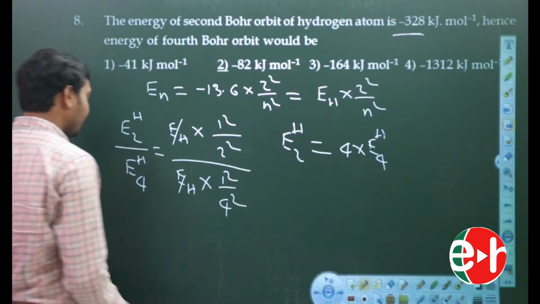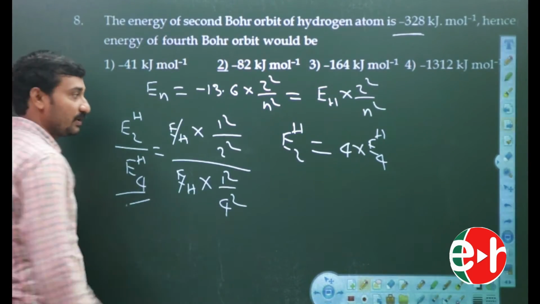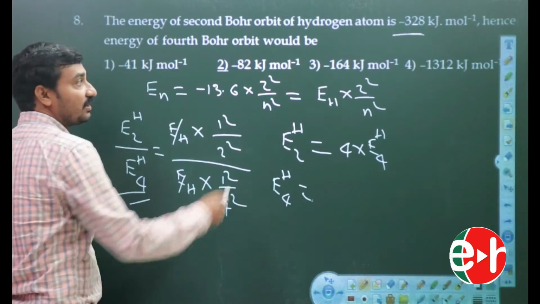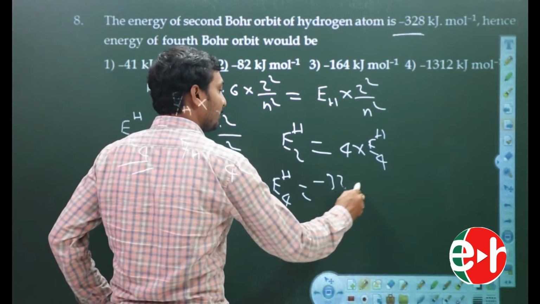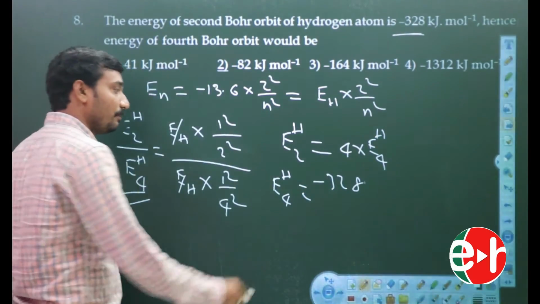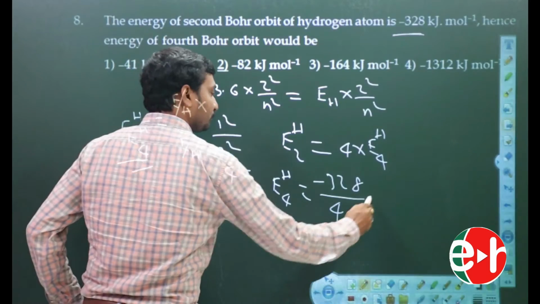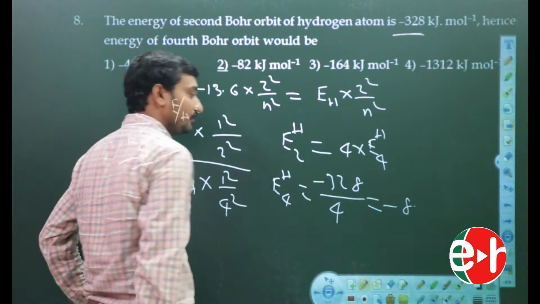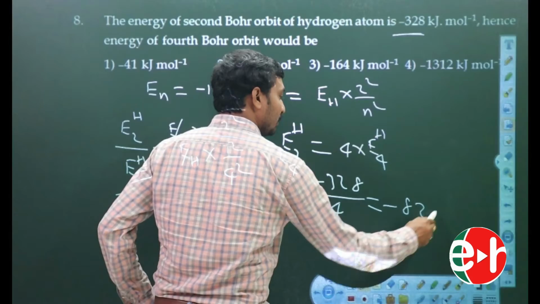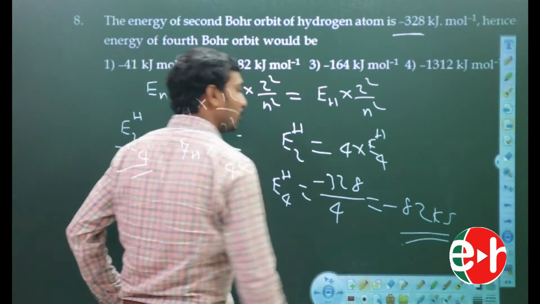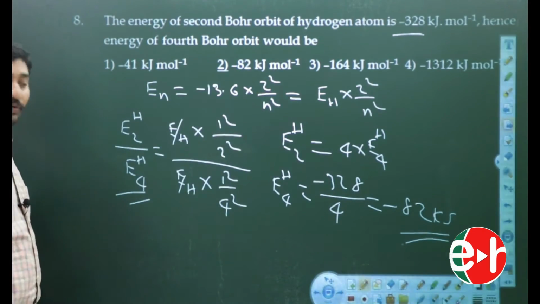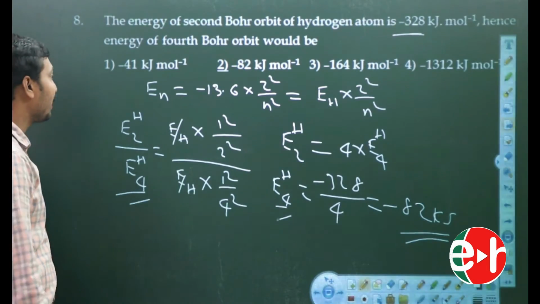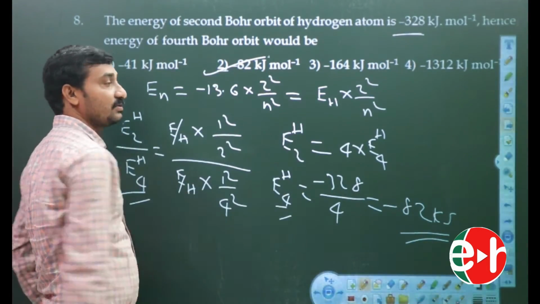Now what we have to find? E4H, the fourth Bohr orbit. So E4H is equal to this value given, minus 328 kilojoule per mole by 4, that is equal to, 4 8s are 32 and 4 2s are 8, so minus 82 kilojoule per mole. Fourth Bohr orbit of hydrogen atom, minus 82 kilojoules. Okay, hence the second one is the right answer.